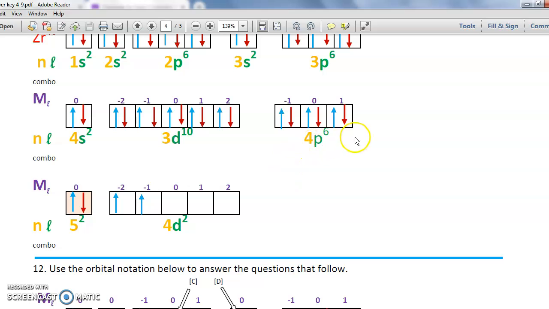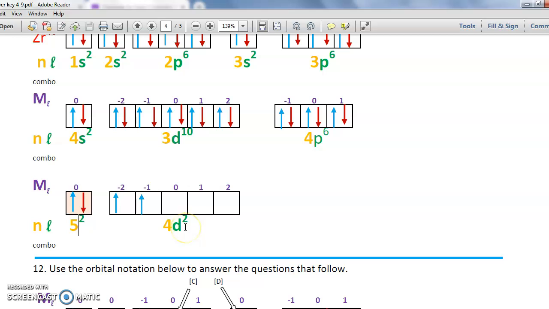You're like, why wouldn't the 4D get filled after the 4P? Great question. What's the energy of the 4D? When you're in the D, your second number is 2. 4 plus 2 is 6. In the 5S, the second letter is S. When the letter is S, your energy number is a 0. 5 plus 0 is 5. 5 is lower than 6. So we put 2 there. And then our last 2 go into the 4D. And we're done with zirconium.